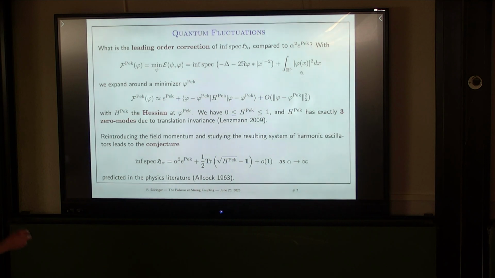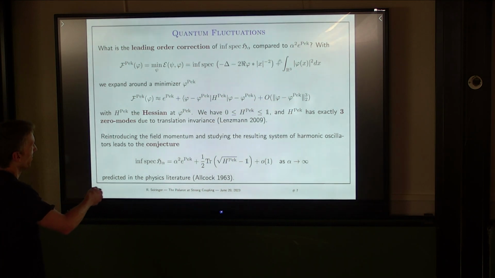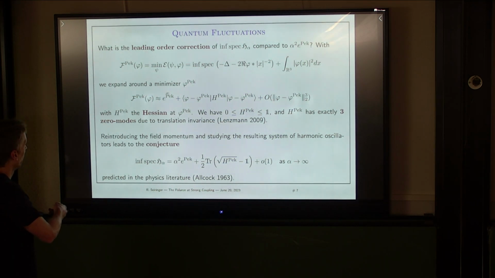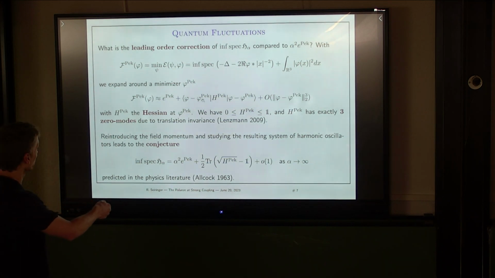Okay? And now if we minimize this over all phi, of course we get the Becker energy, but let's not just minimize, let's actually expand around the minimum, right? So we look at the minimizer, let's call it phi Beck, we expand around it, so there will be some quadratic fluctuations around it, right? And this is simply the Hessian of this functional at the minimizer, right? And this Hessian will be some operator on L2, right? Which is between 0 and 1.